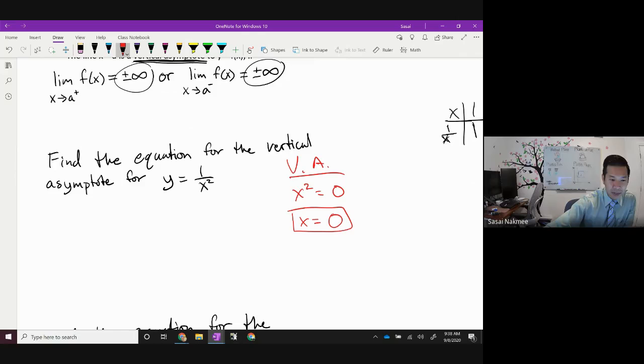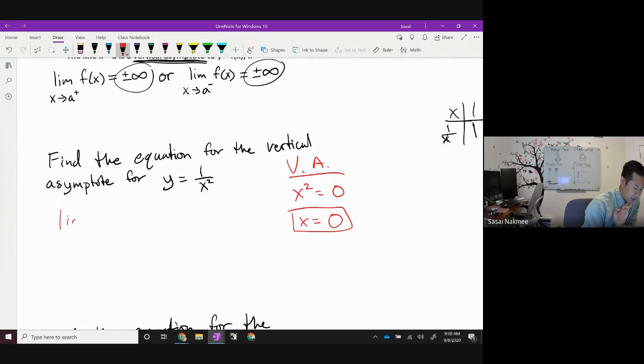Now, that's not the last bit of it. The next thing you're supposed to do is check the limit as it approaches 0 from the left-hand side and the limit as it approaches 0 from the right-hand side. You can go ahead and try that and take a look here.